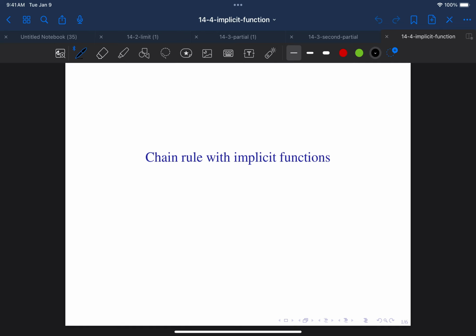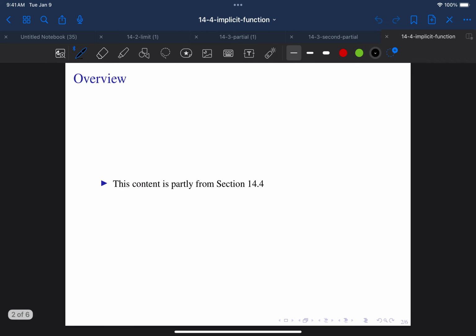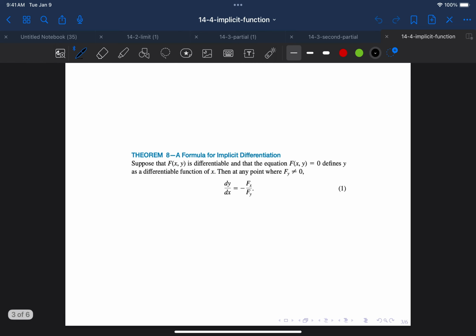In this video, we talk about chain rule with implicit functions, which is from section 14.4. We first look at the formula.